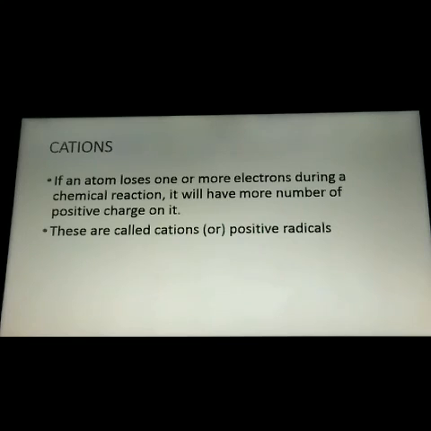Now let us see what is meant by a cation. If an atom loses one or more electrons during a chemical reaction, it will have more positive charge in it. So these are said to be cations or positive radicals. So what is meant by a cation? If an atom loses one or more electrons during a chemical reaction, it has more protons and hence it is said to be a cation or positive radical.